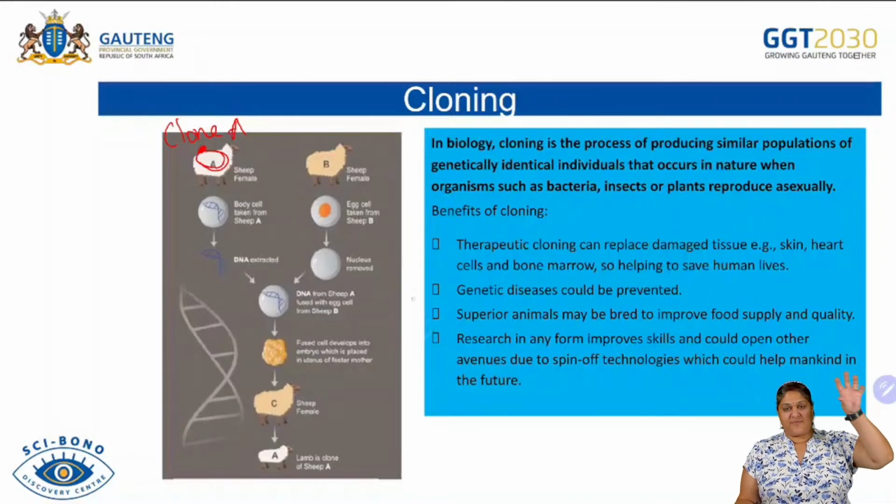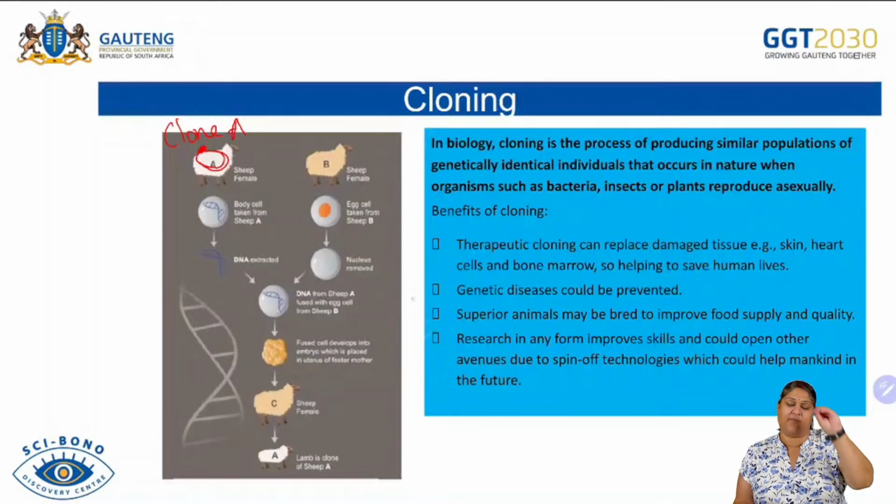The one sheep they use for the DNA because they need to clone that sheep. Why are we using the DNA from sheep A? Because we want to make another one of sheep A, so all the genetic material has to be the same. So we need to take a body cell. Why do we take a body cell? Because the body cell has all of the genetic information, all the genetic material.